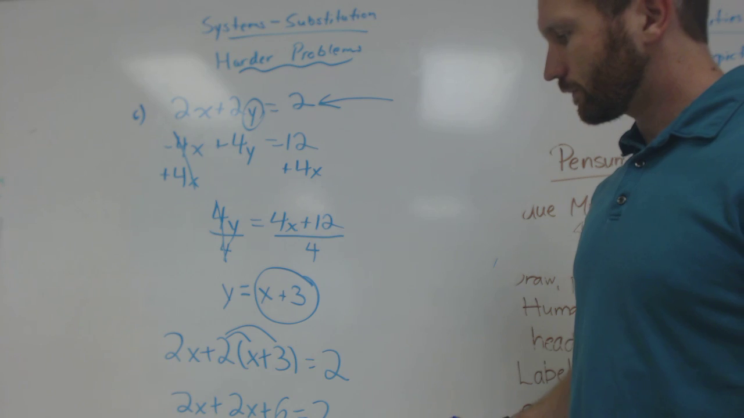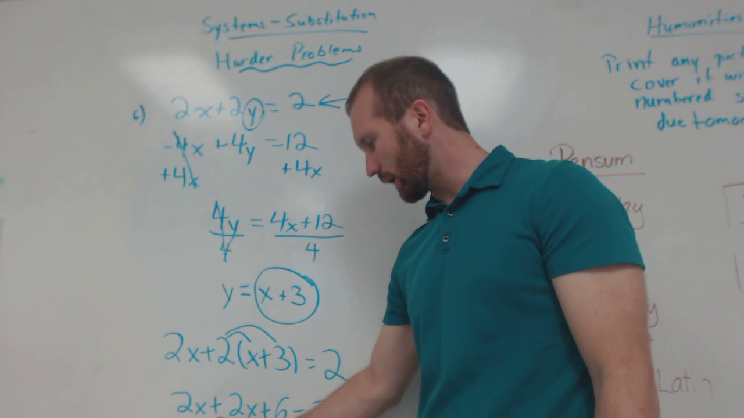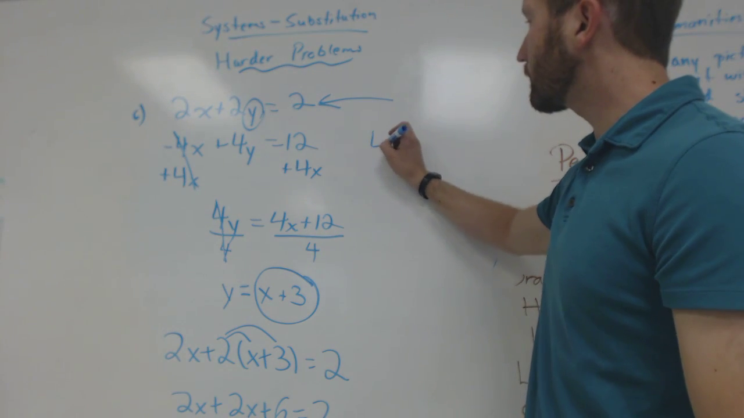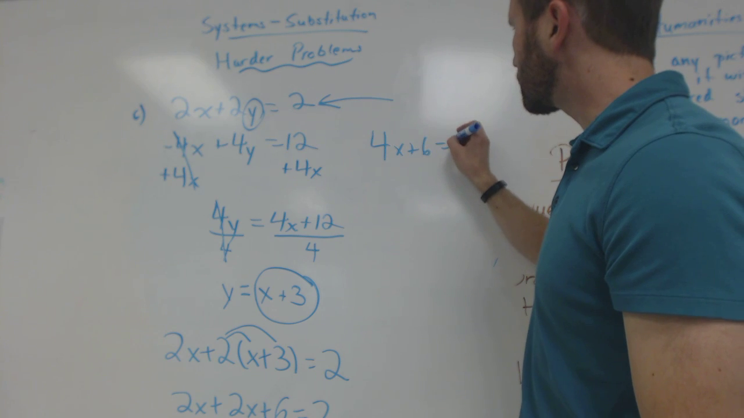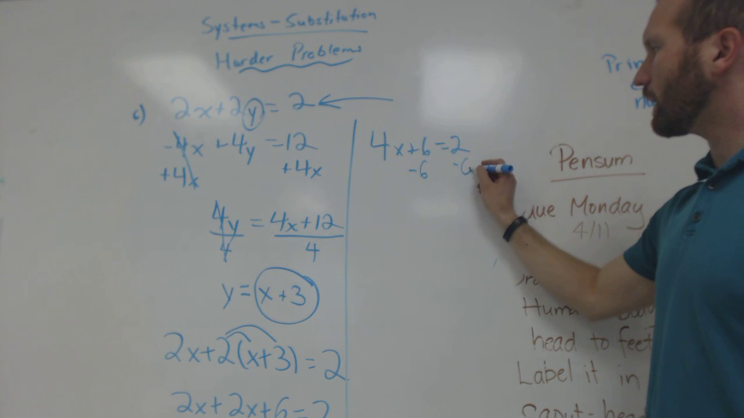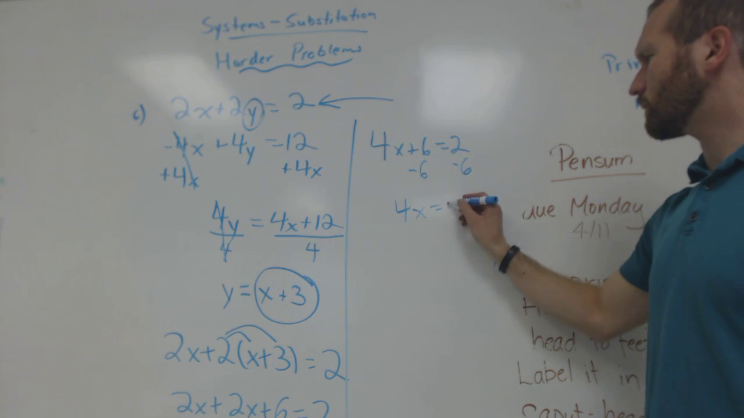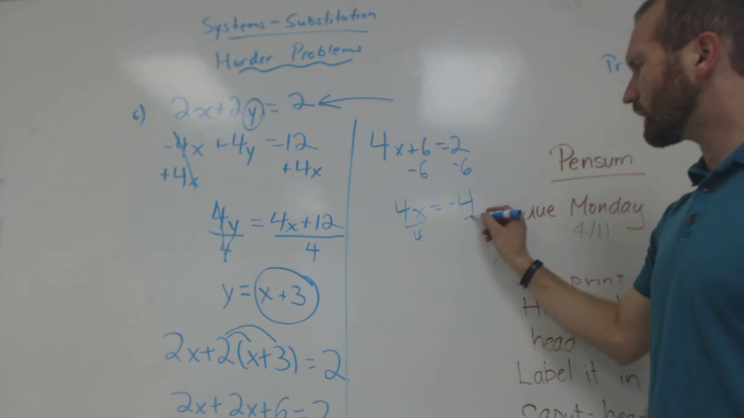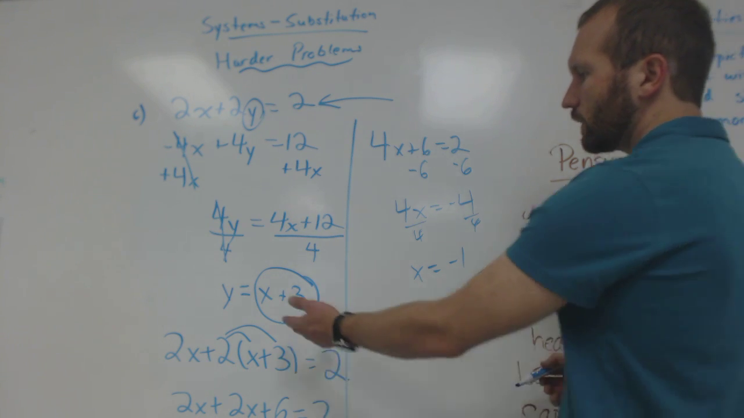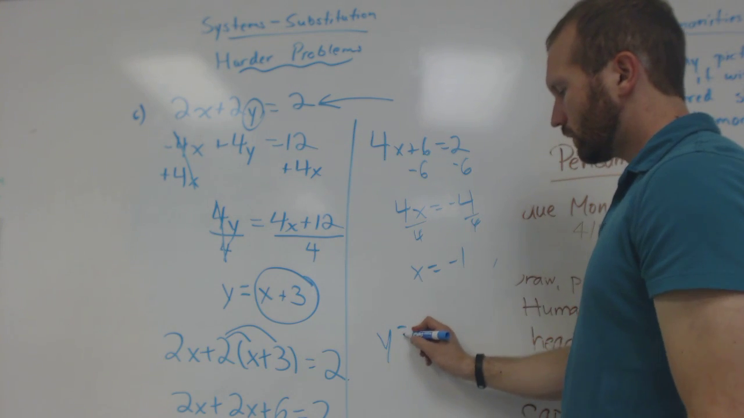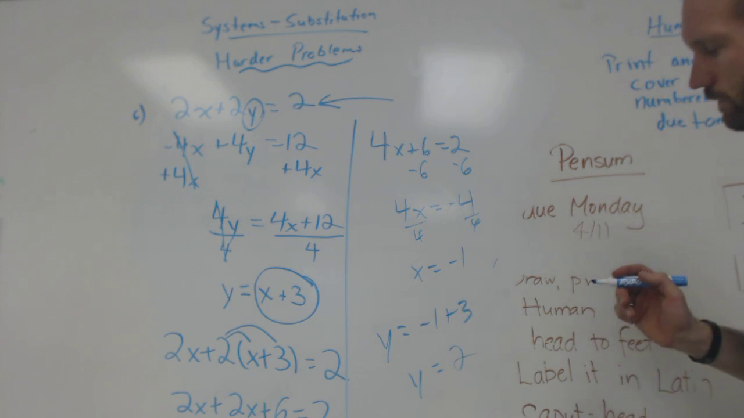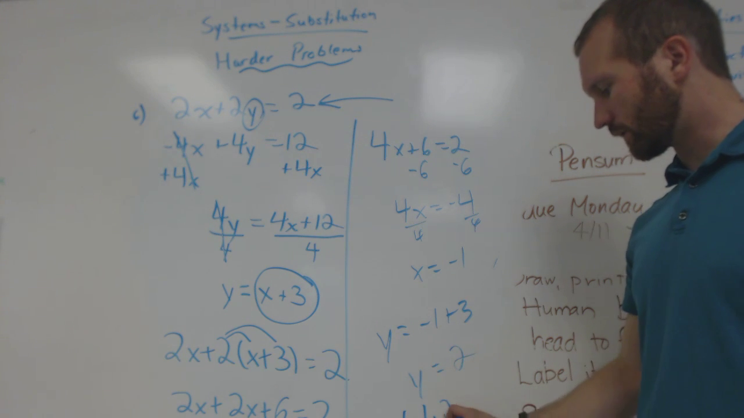Okay. 2x plus 2x is 4x, plus 6 equals 2. I'm going to rewrite it up here. 4x plus 6 equals 2. Subtract 6 from both sides. 4x equals negative 4. Divide both sides by 4. X would be negative 1. Now I can find y by plugging x into that equation. Y equals negative 1 plus 3, or y equals 2. So my answer here is negative 1, 2.